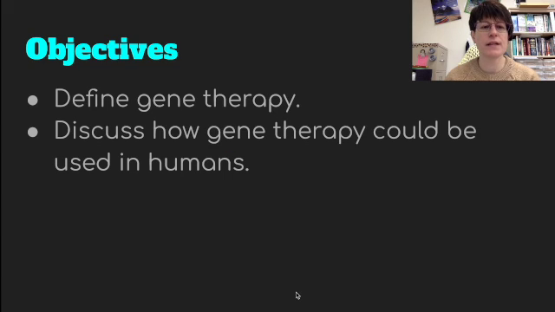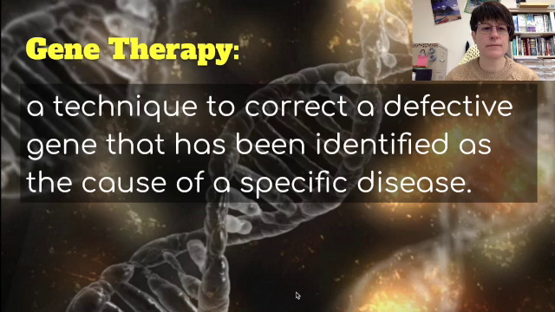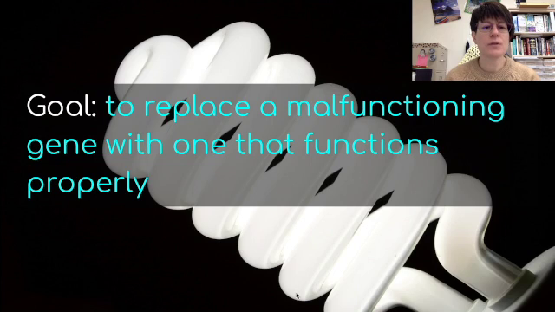So our objectives today will be to define gene therapy and discuss how gene therapy could be used in humans. Gene therapy is a technique to correct a defective gene that has been identified as the cause of a specific disease. So its goal is to replace a malfunctioning gene with one that functions properly, kind of like changing a light bulb that has burned out. If we have a light bulb that doesn't work, we switch it. So gene therapy is an attempt to do the same thing.